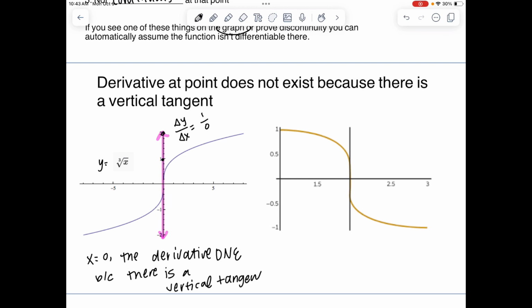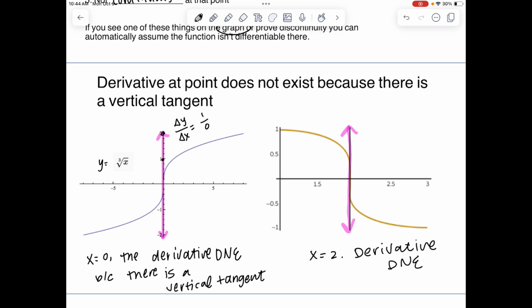Same thing over on this one. There's a vertical tangent here. I think this is at x equals 2. So x equals 2, derivative does not exist. So if you're given the graph and you see this, you don't have to necessarily prove anything crazy. You can just say the derivative doesn't exist because there's a vertical tangent there.